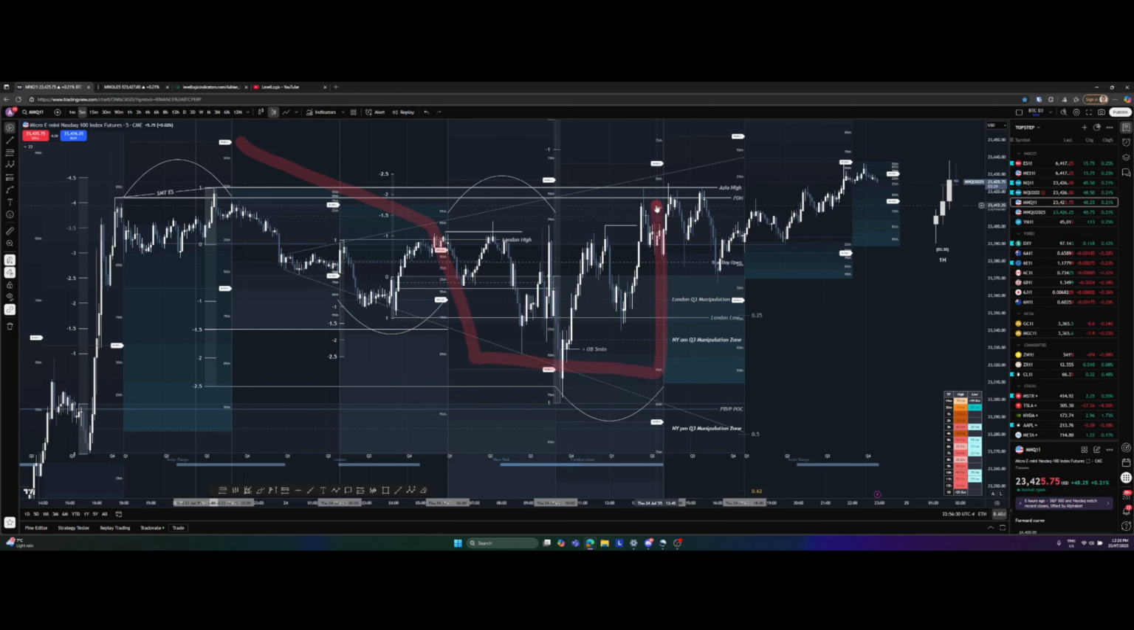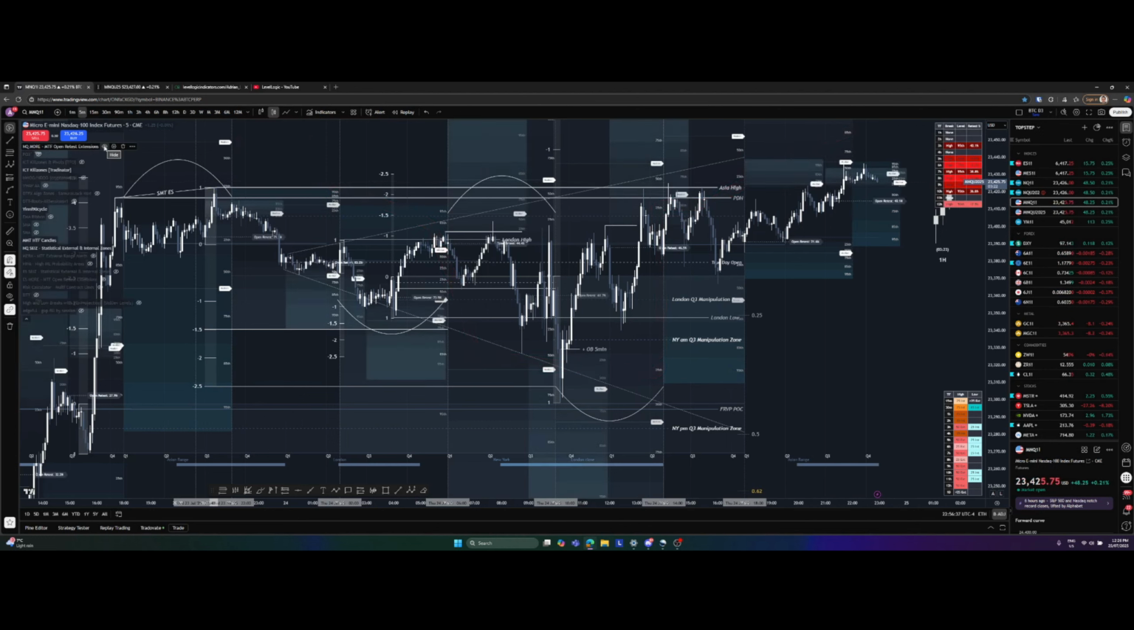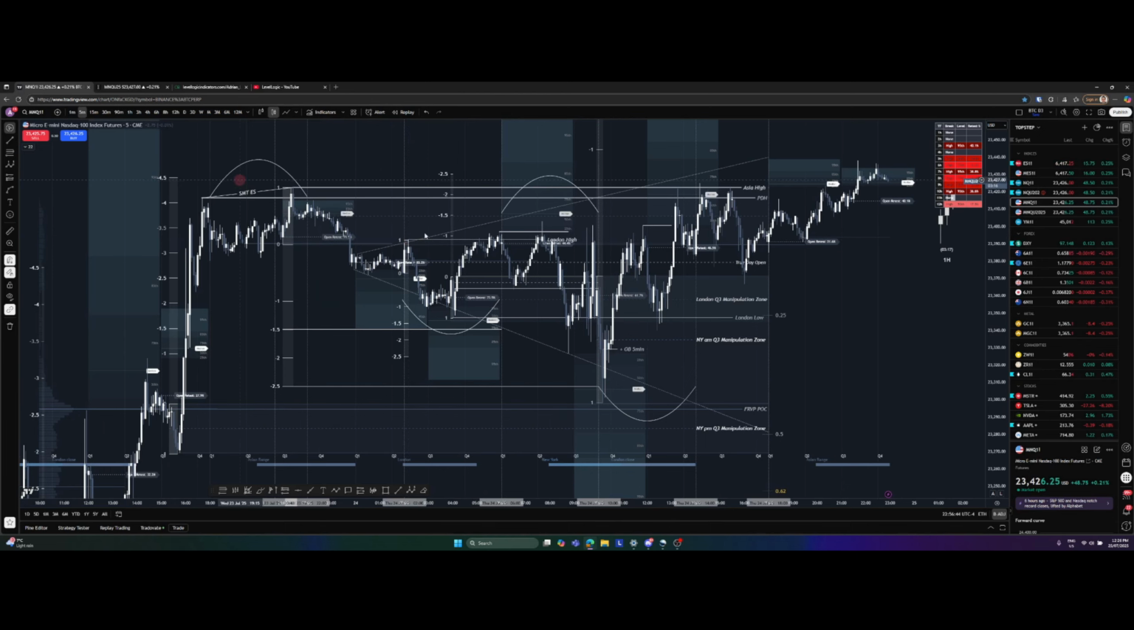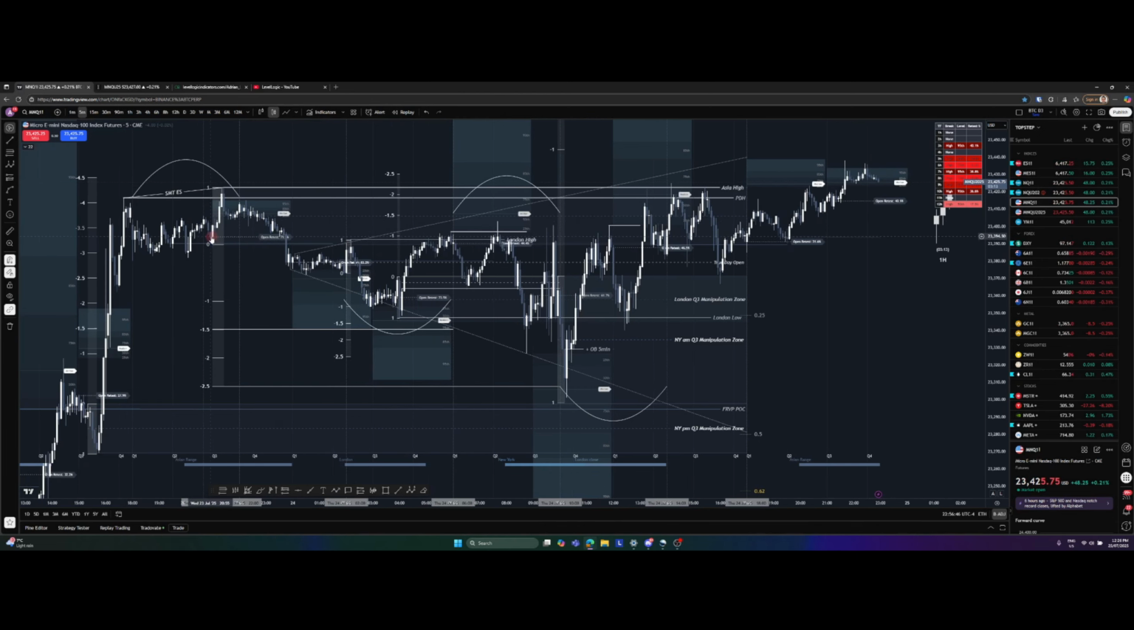Manipulation. And then we're coming back up. Let's have a look at more. So I have more set on the H4s. Get rid of C's there. And so more is showing us the open retests after we have a sweep.